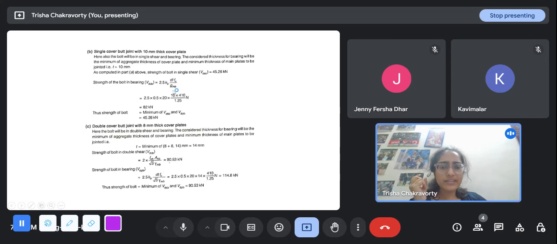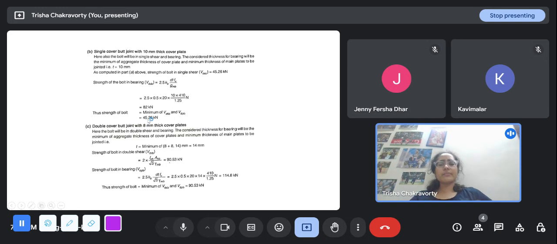The bearing strength changes, as we replace the t from 14 to 10, and we get 82, and the strength of the bolt still remains, the shear still remains the critical criteria, and it's 45.